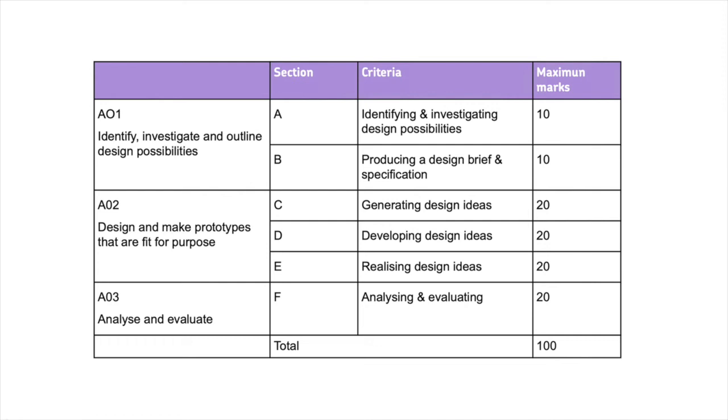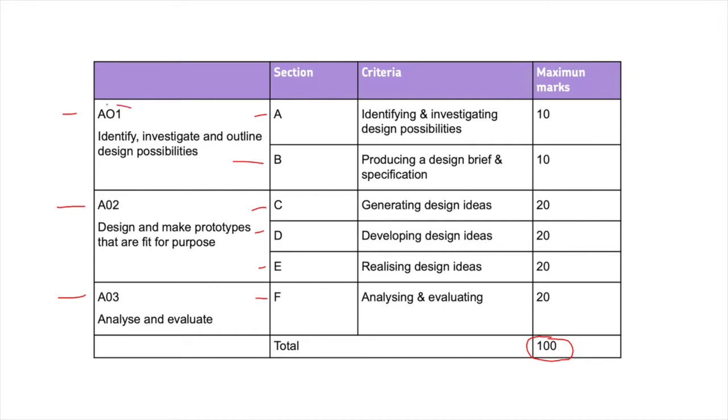Right, section 1 of your NEA. So you can see the NEA is split into multiple sections. The maximum marks is 100, and you have 3 assessment objectives on the left hand side here, which are then split into these smaller sections here, each worth a different amount of marks.